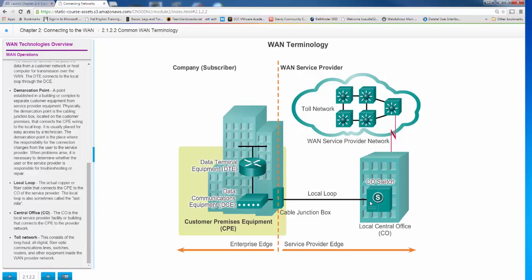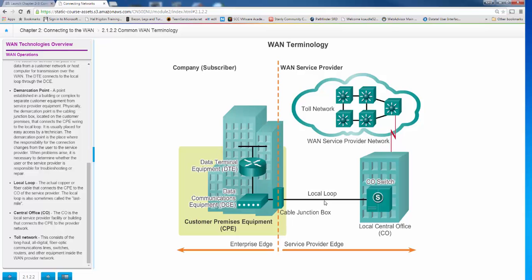Now, the demarc point, or the demarcation point, is that point where typically the customer premise equipment ends and the local loop begins. In many cases, the way contracts are written, anything inside the demarcation point, the company is responsible for maintaining and owning. Anything outside the demarcation point, the WAN service provider is responsible for fixing and maintaining. So that's our demarc between the equipment inside and the local loop.